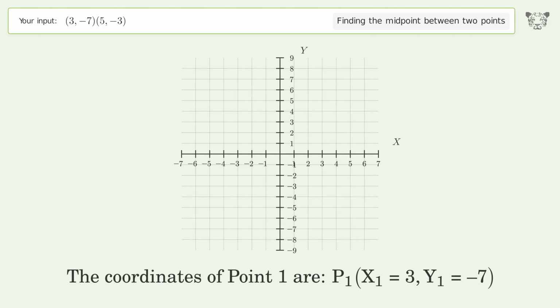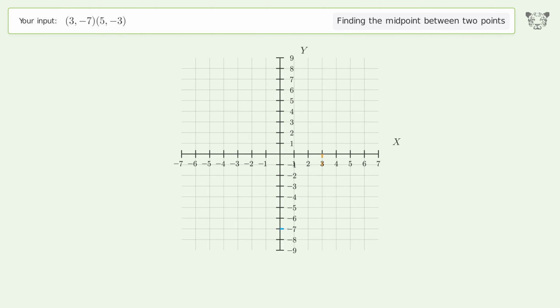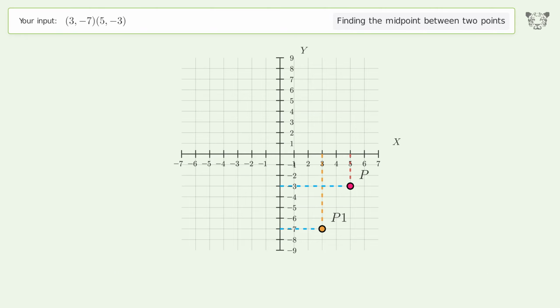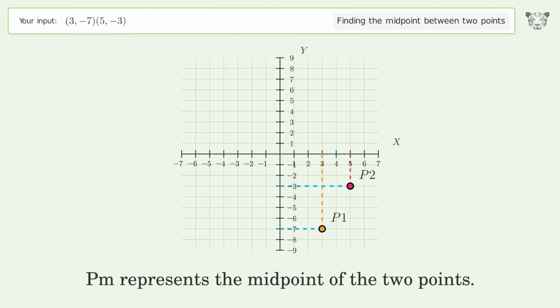The coordinates of point 1 are, x1 equals 3, y1 equals -7. The coordinates of point 2 are, x2 equals 5, y2 equals -3. PM represents the midpoint of the 2 points.